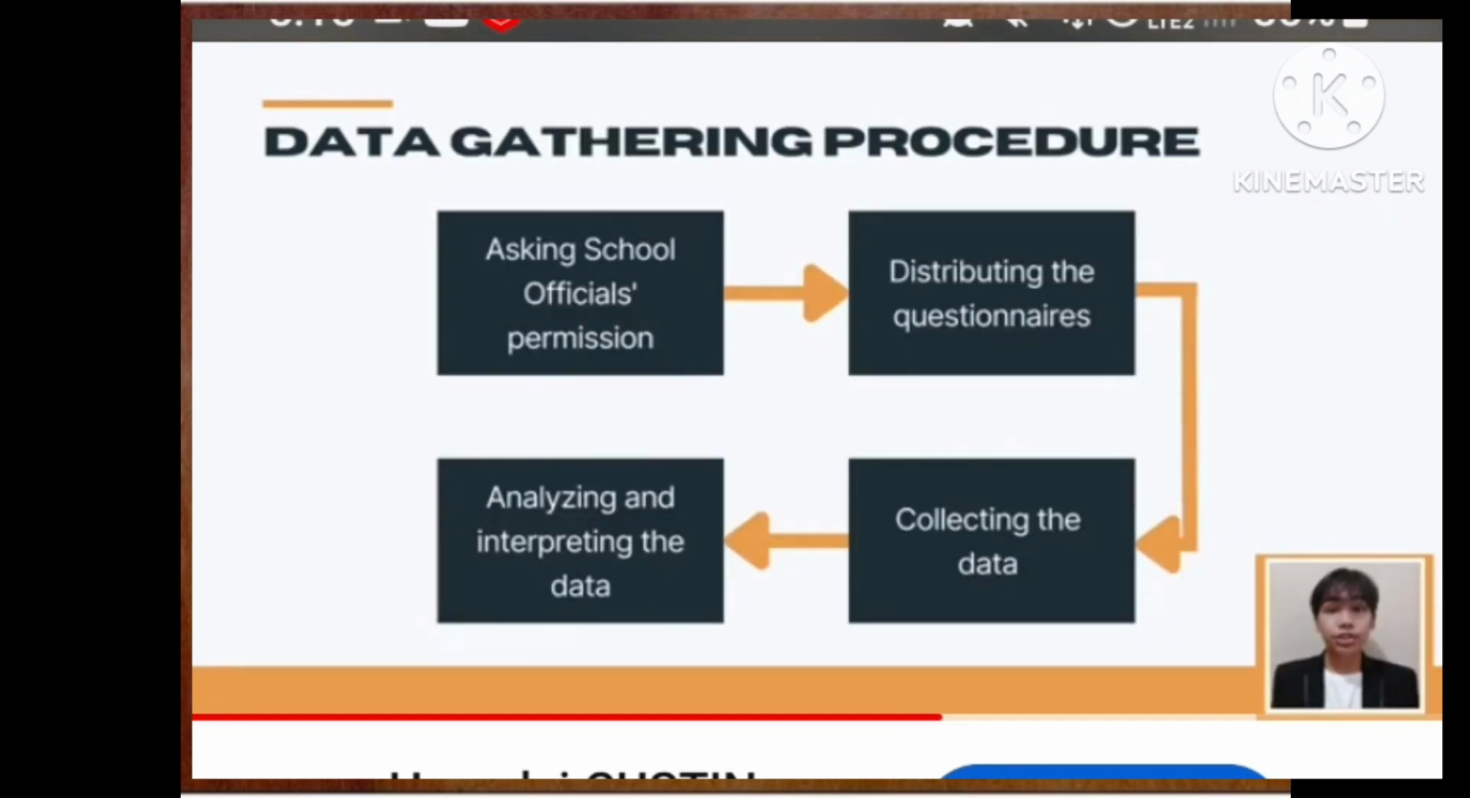Now for the data gathering procedure. The group followed 4 different procedures to get the data needed for the study. First, the researchers personally asked the permission of the school officials to conduct the study. After gaining approval, the questionnaires were distributed. Then, it is followed by the collection of data, and then the gathered data were analyzed and interpreted.